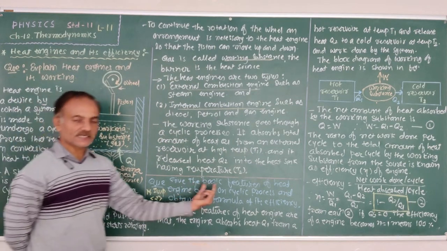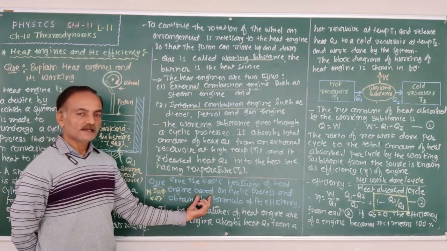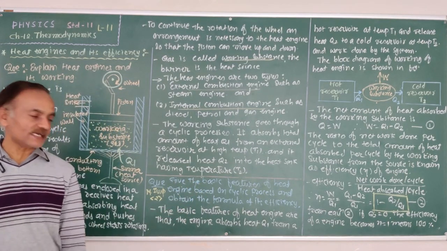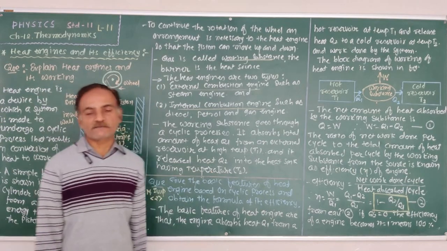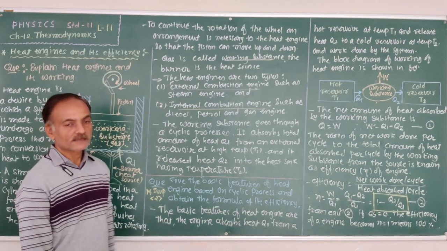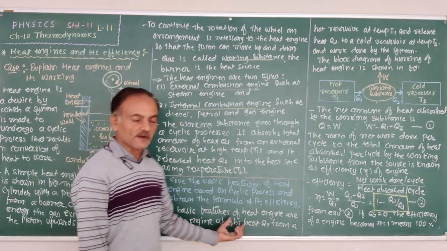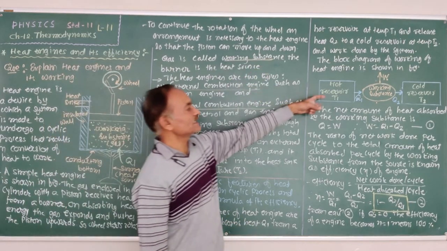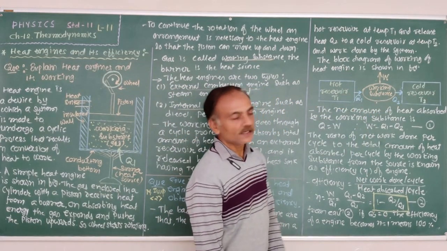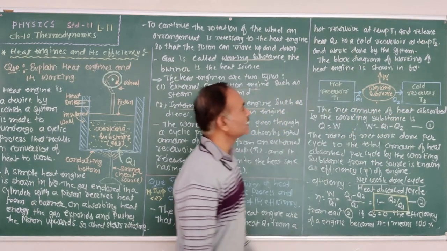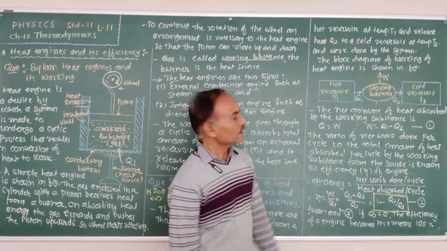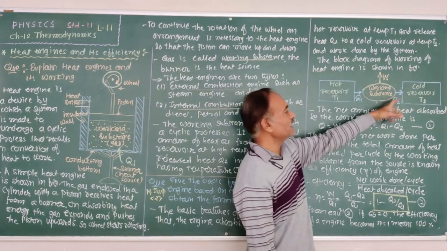Again, give the basic picture of the heat engine on the basis of the cyclic process and obtain the formula of its efficiency. The basic features of the heat engine are: the engine absorbs the heat Q1 from the hot reservoir at temperature T1 and releases Q2 amount of heat to the cold reservoir at temperature T2, and work is done by the system. The block diagram of working of a heat engine is shown in the figure.